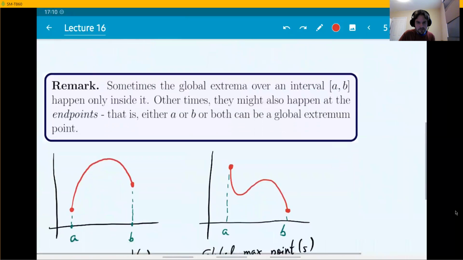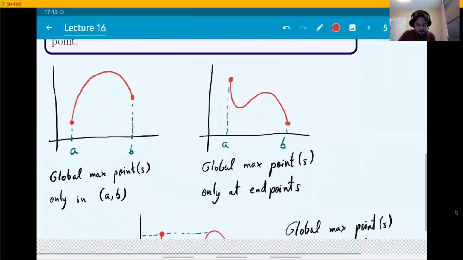Remark: sometimes, here's the plural form of the word, extrema. The global extrema over an interval, sometimes they happen only inside of the interval. Other times they might also happen at the endpoints. That's like the A and the B in the interval. So just quick examples here that you should be aware of.